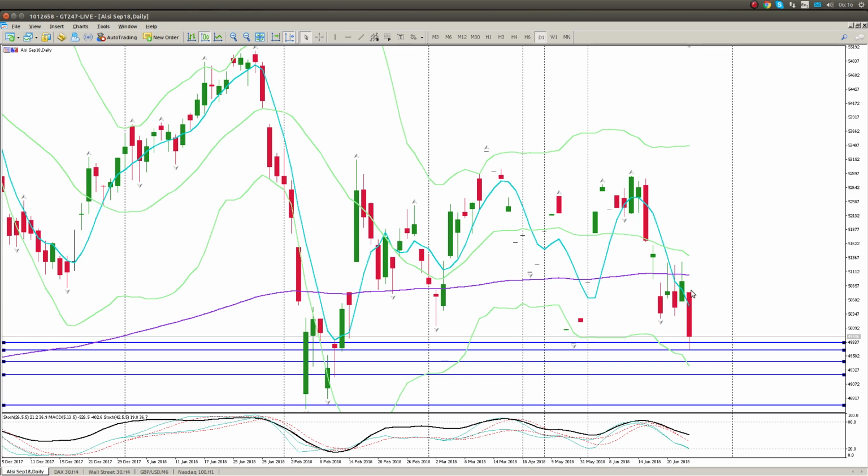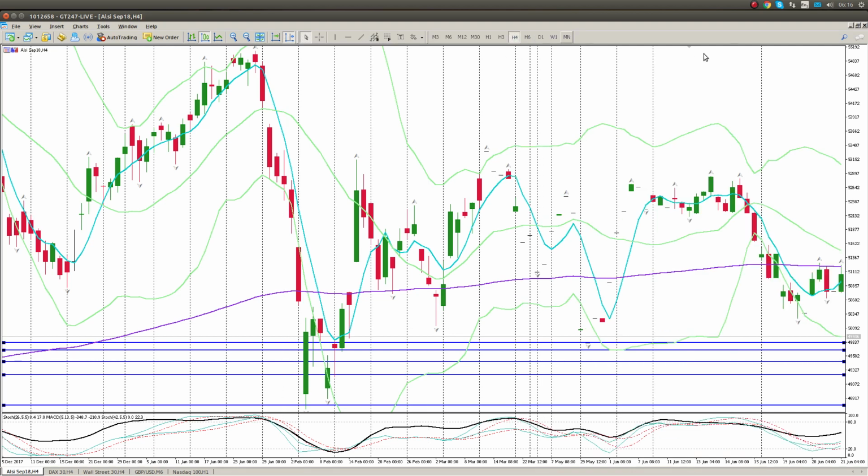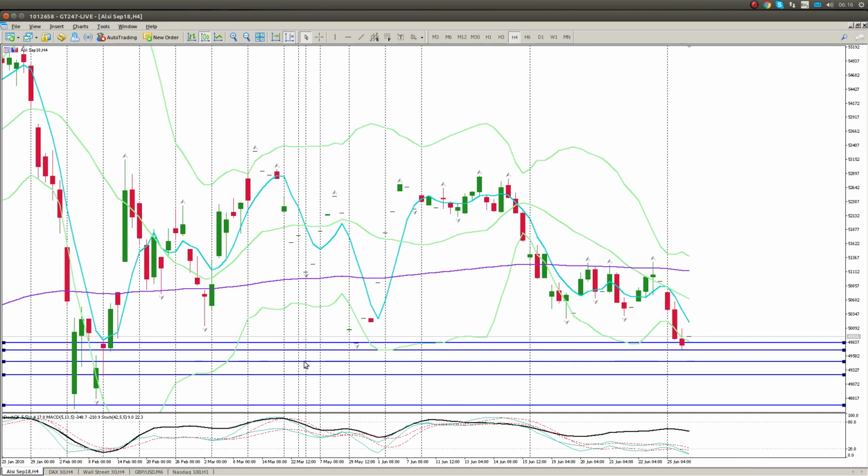So has that move played out? Maybe not. There might still be some more to come and tag some of these other levels, and there is potential for that. You can see the oscillators are pointing to the downside, so it's still a healthy downtrend at the moment. Nothing really to be concerned about for the bears. And you can see we've had the crossover here and we're pointing down. However, levels are important, and we're coming into an area where there are some very strong levels.